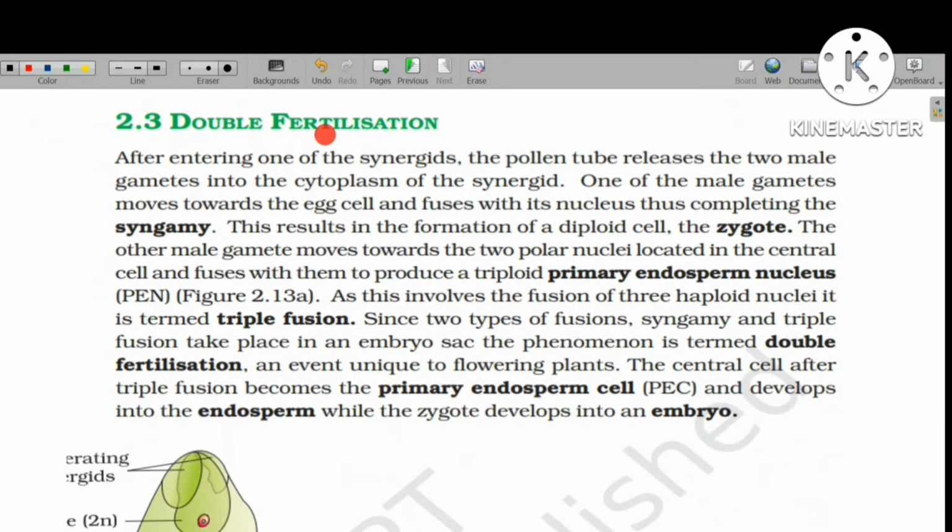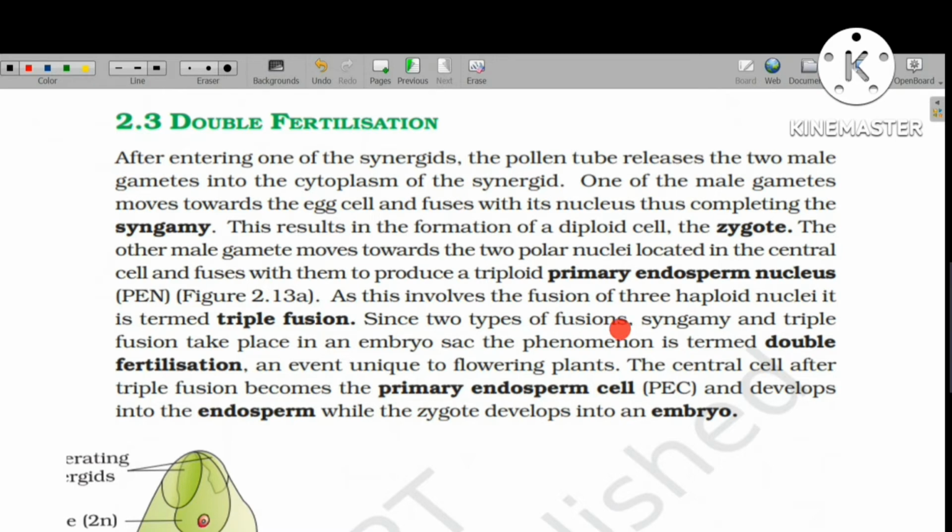Double fertilization. After entering one of the synergids, the pollen tube releases the two male gametes into the cytoplasm of the synergid. One of the male gametes moves towards the egg cell and fuses with its nucleus, thus completing the syngamy. This results in the formation of a diploid cell, the zygote. The other male gamete moves towards the two polar nuclei located in the central cell and fuses with them to produce a triploid primary endosperm nucleus. As this involves the fusion of three haploid nuclei, it is termed as triple fusion.